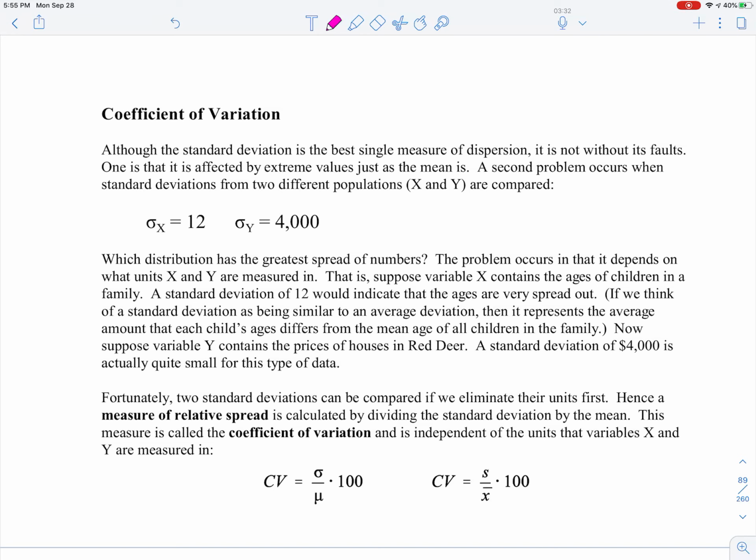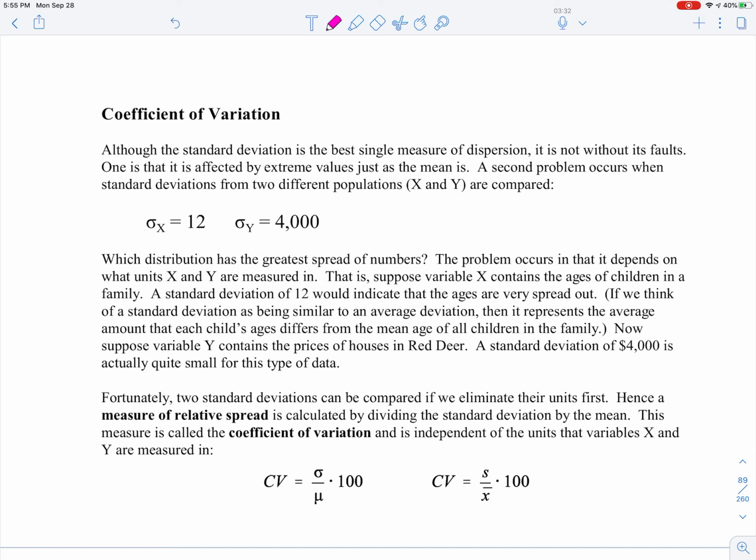Hey class, we are in the very last lap of Unit C, taking a look at measures of centrality and dispersion, and we're looking at something called the coefficient of variation. Now, in the last couple of units, we were taking a look at the standard deviation, and the standard deviation is the best single measure that we have for dispersion, but it's not without its faults.